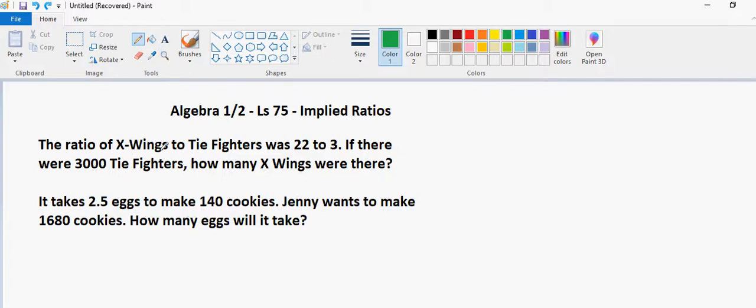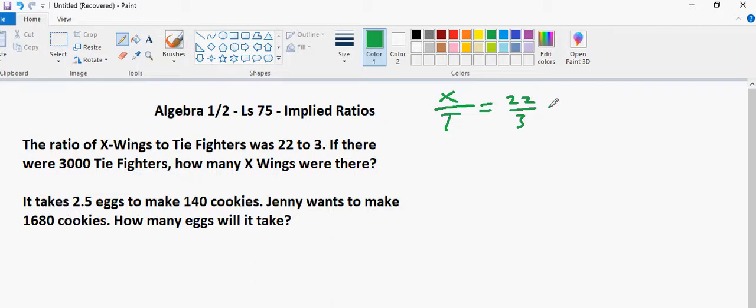Let's review the first example to remember how we did this. The ratio of X-Wings to TIE fighters was 22:3. How do I write that ratio in fraction form? First, we want to remember that it went in this order: X-Wings, TIE fighters. And how many X-Wings? 22. TIE fighters, 3. If there were 3,000 TIE fighters, is that the bottom or the top? Bottom. Do I know the top yet? Nope, that's that X I don't know yet. So 22 over 3 matches with the proportion X over 3,000.